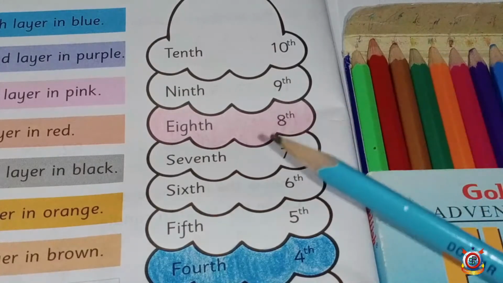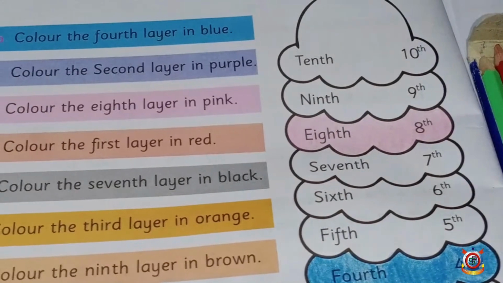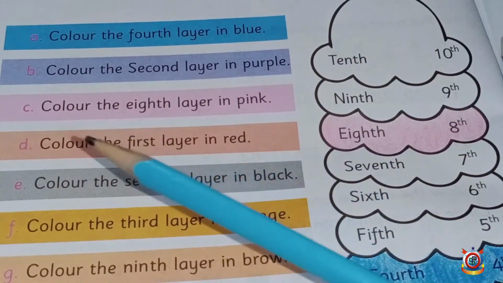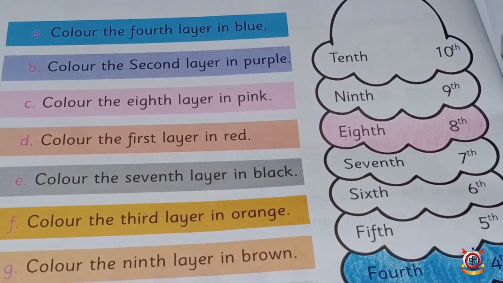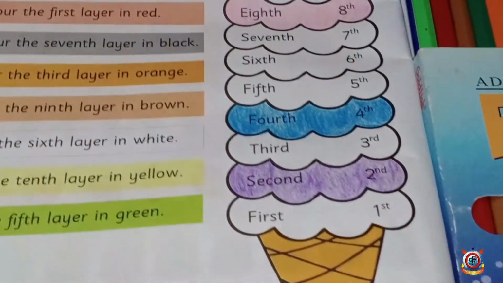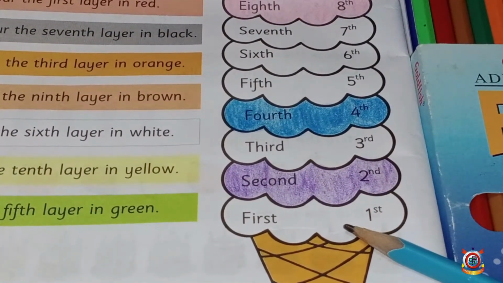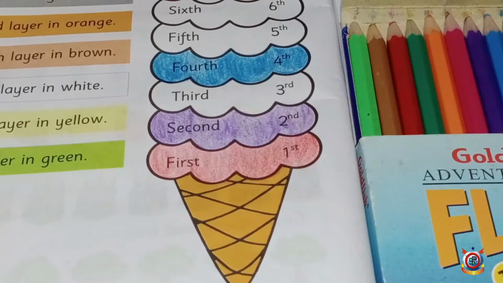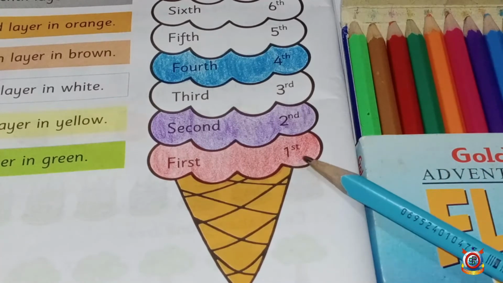Okay, students, I have colored the eighth layer into pink color. And now the fourth instruction is D. It says that color the first layer in red. So let's check the first layer. Where is the first layer? This is the first layer and we have to color this layer into red color. Let's color with me. Okay, students, you can see I have colored the first layer into the red one.